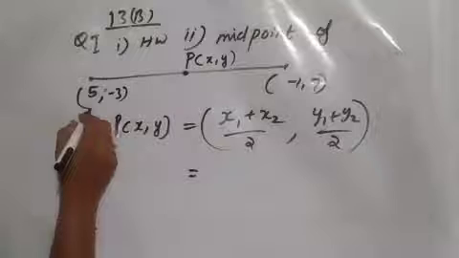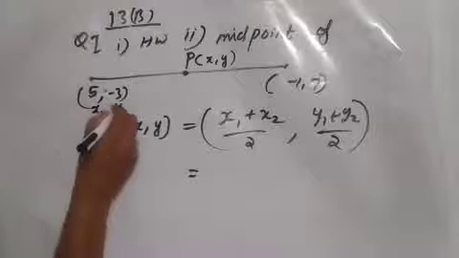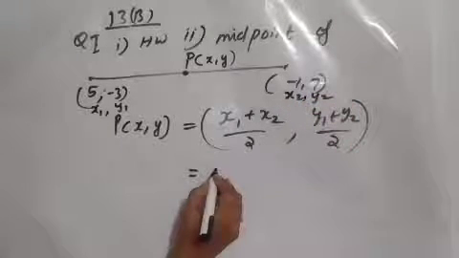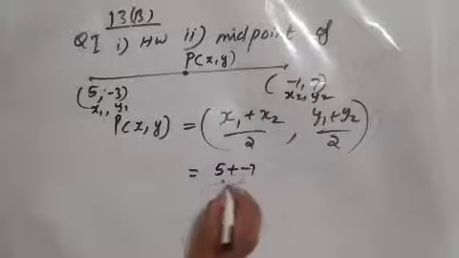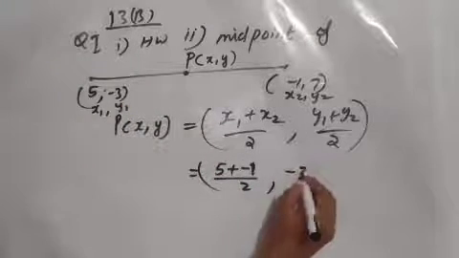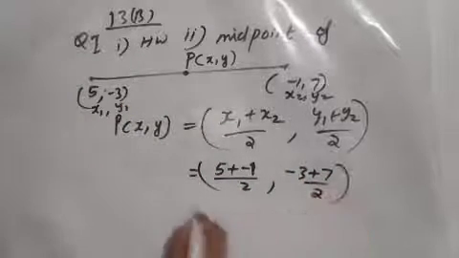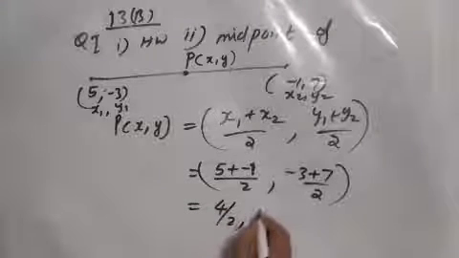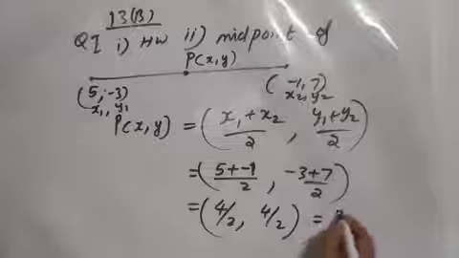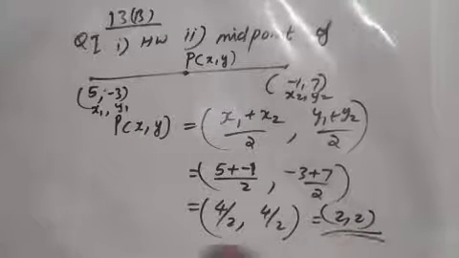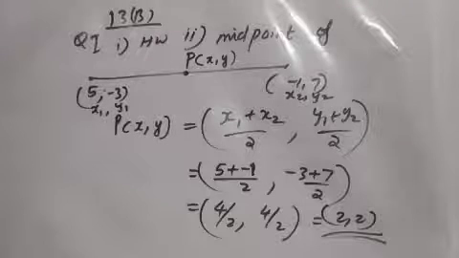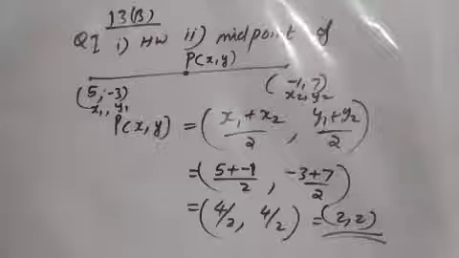Where is x1 and y1? This is x1, y1. This is x2, y2. Apply the values: 5 plus minus 1 by 2, and y: minus 3 plus 7 by 2. That is 4 by 2 and 4 by 2, that is 2, 2. This is the coordinate of the midpoint. Understood? Now the next is question 7.